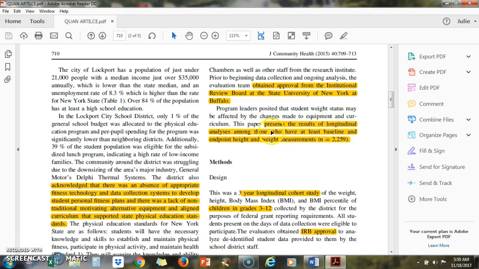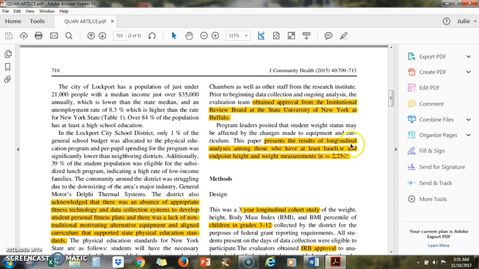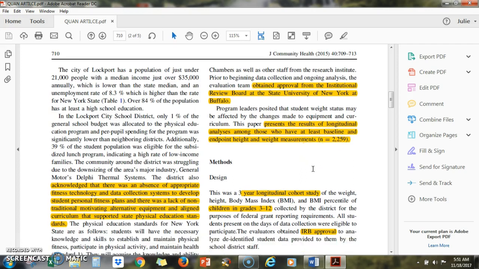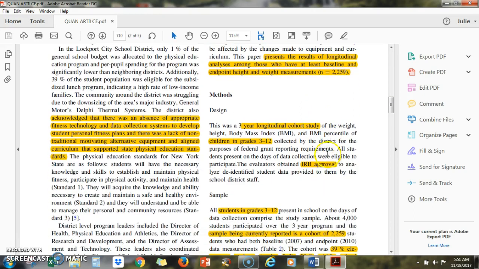I like this last sentence because it tells us specifically what this article is about. It presents the results of a longitudinal analysis among those who have at least baseline and endpoint height and weight measurements, and 2,259. That tells me right here why they didn't use all 4,000 students. They only used the 2,000 and some because these people had the baseline and the endpoint data. Okay, so let's skip to methods here.